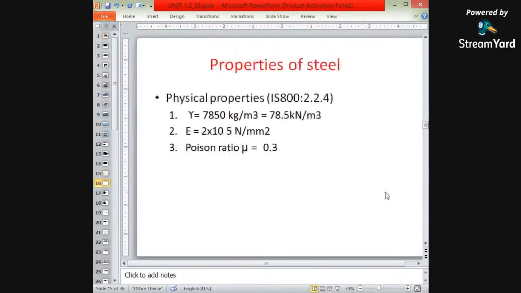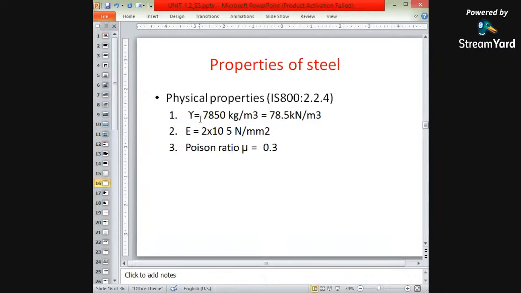Okay. What are the properties of steel? Again, these are the important concerns regarding the properties of steel. Okay, so what are the different properties of this steel? It is mentioned in IS 800:2007, clause number 2.2.4. So these are the clauses mentioned. In this clause of this IS code, the properties of the steel are given.